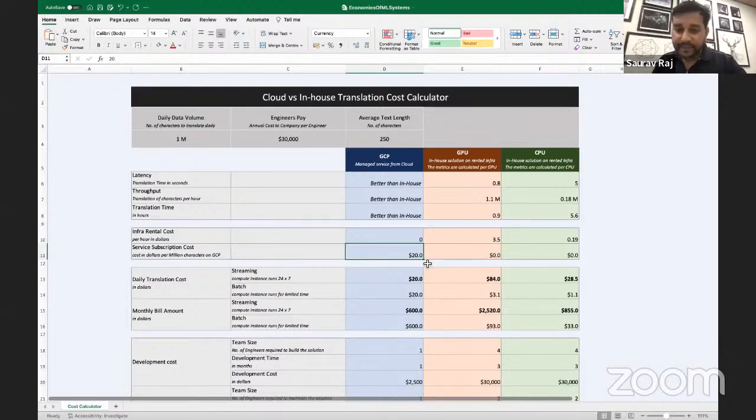Maybe if you're a big enterprise, if you bring a lot of business to GCP, you can get some discounted rates, maybe 20-30% discounts you can expect. But at least this is the flat rate which is mentioned on their web page.